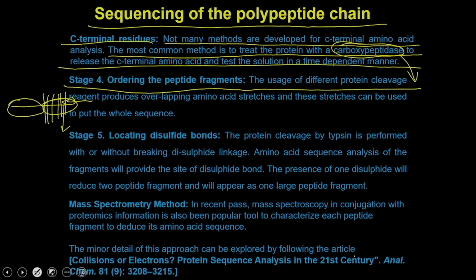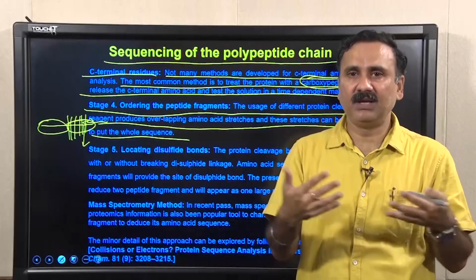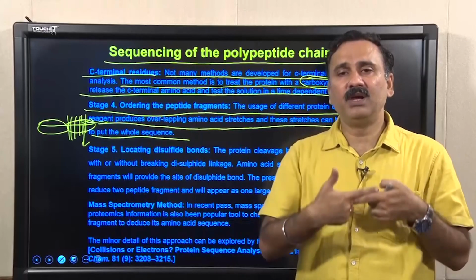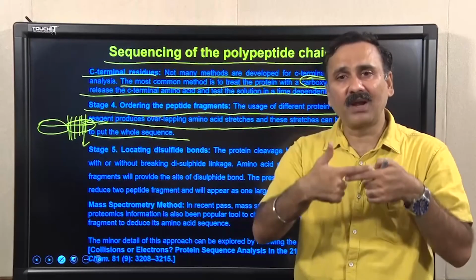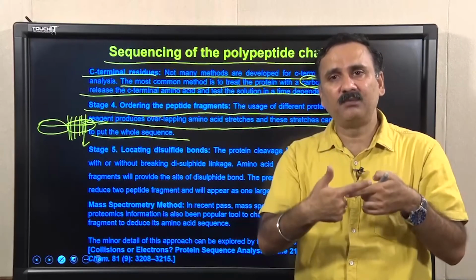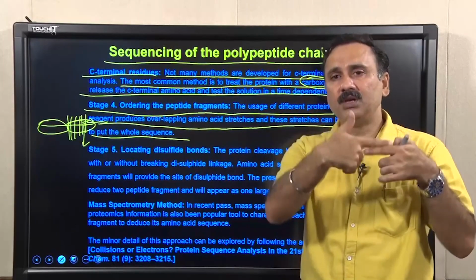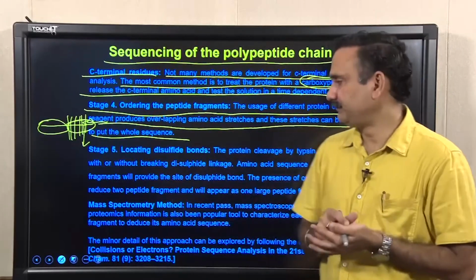The usage of different protein cleavage reagents produces overlapping amino acid stretches, and these stretches can be used to put the whole sequence back. Once you have the peptide sequences of a particular protein, you take all the peptide fragments and put them together. Some portions will overlap, and that overlapping portion can be used to deduce the final sequence.